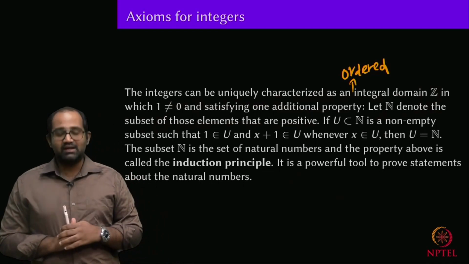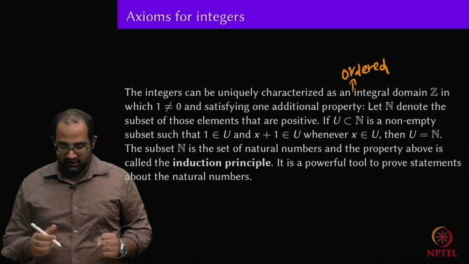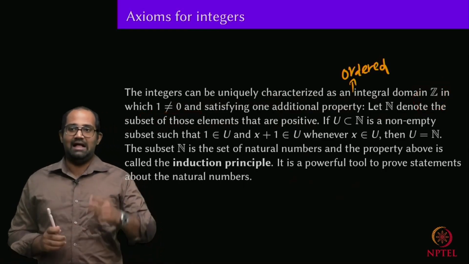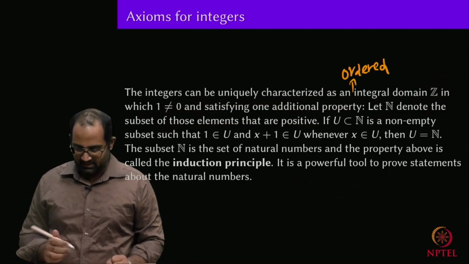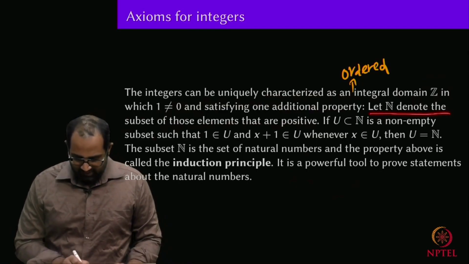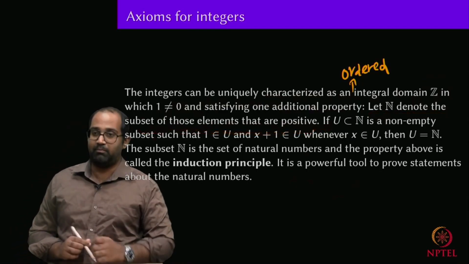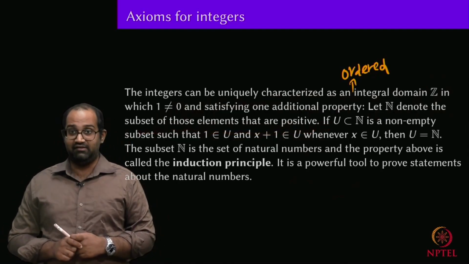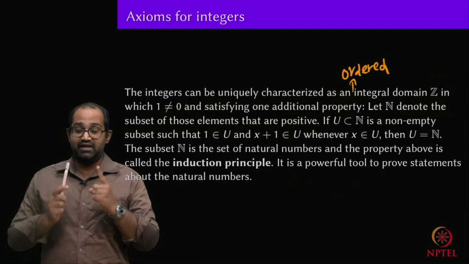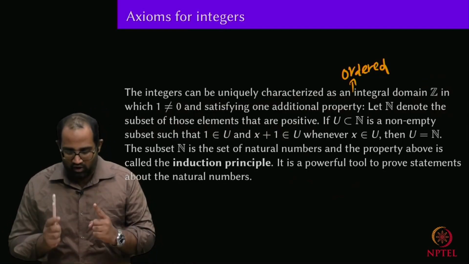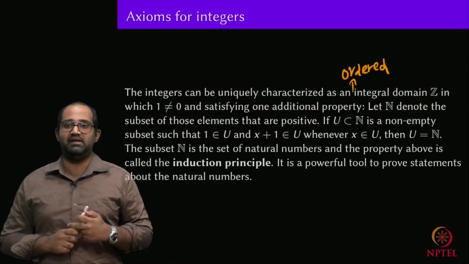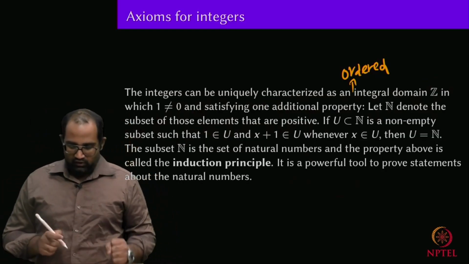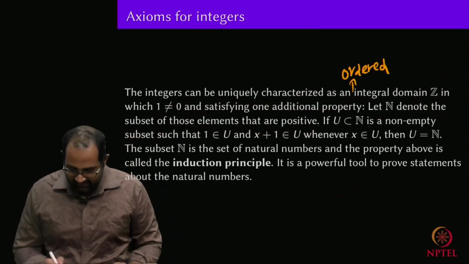The integers can be uniquely characterized as an ordered integral domain Z in which 1 is not 0 and satisfying one additional property. Let n denote the subset of those elements that are positive. Recall that positive means those elements that are greater than 0, and because we have required 1 not equal to 0, 1 must be greater than 0 from what we have proved in the previous weeks. So, how is this n characterized?